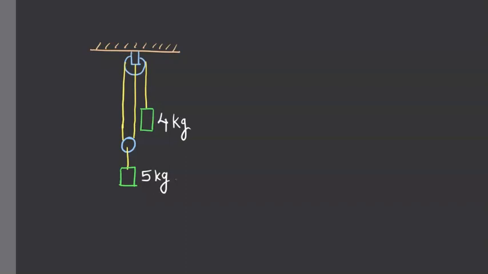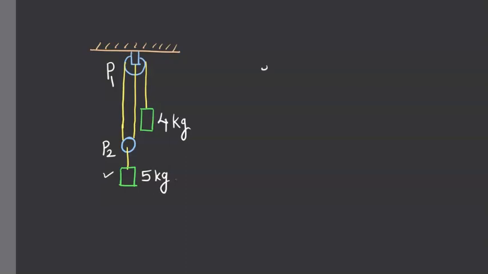So here we have this system. Okay, so there are two masses, 5 kg and 4 kg. This pulley is the fixed pulley, suppose I call it P1 pulley, and this another pulley is P2. Okay, so now what we have to find out are the accelerations of these two blocks. So now let's draw the free body diagram for the 4 kg block.